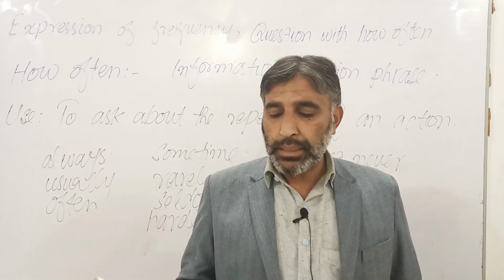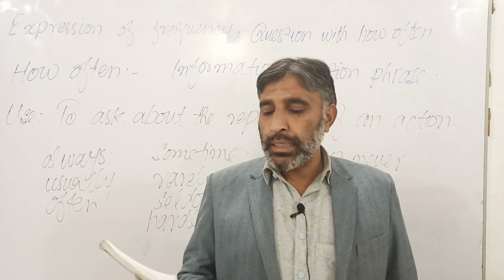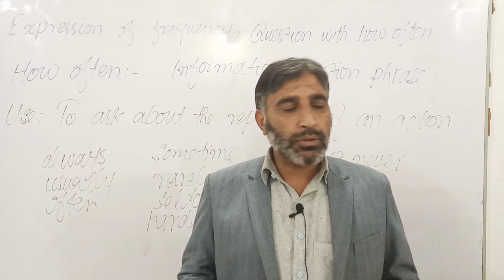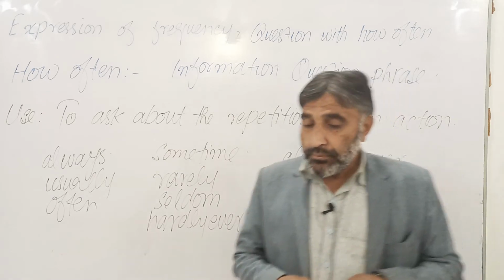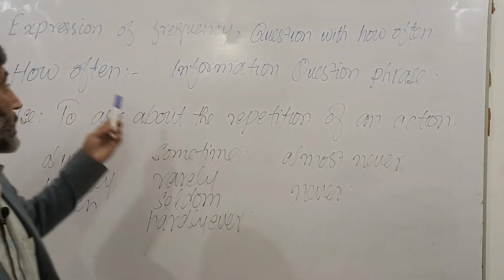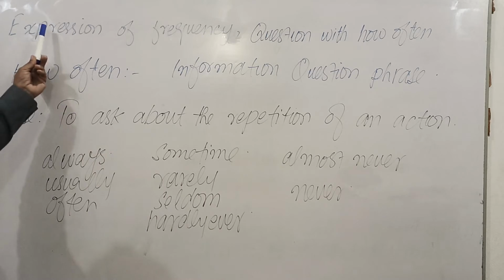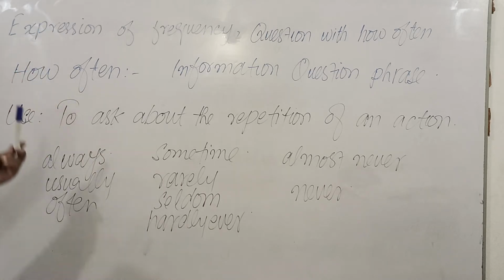Good. How often did Gino eat cake when he was on his diet? Once a month. You see, dear students, that here we are talking about how often. And how often, from a grammar point of view, is an information question phrase.